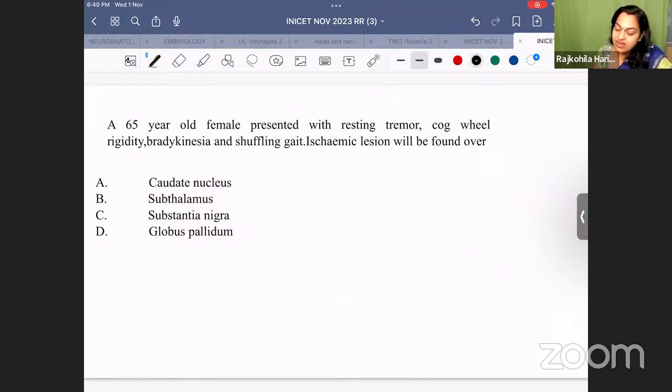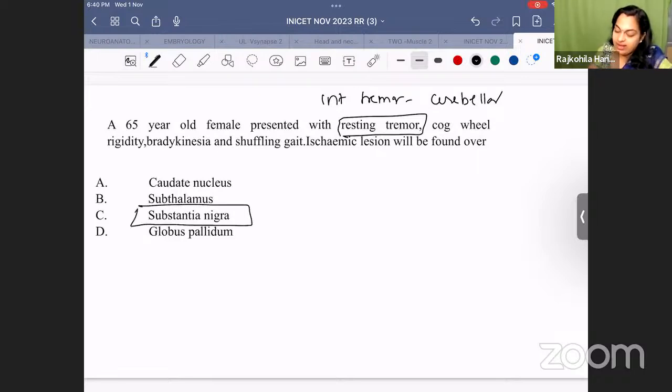A 65-year-old female presented with resting tremor. Yes, characteristically, it's going to point towards Parkinsonism. Intentional tremor, where do you get? In cerebellar lesions. I told you cerebellum is very important. Okay, please go through it. And in Parkinsonism, the lesion is over the substantia nigra.